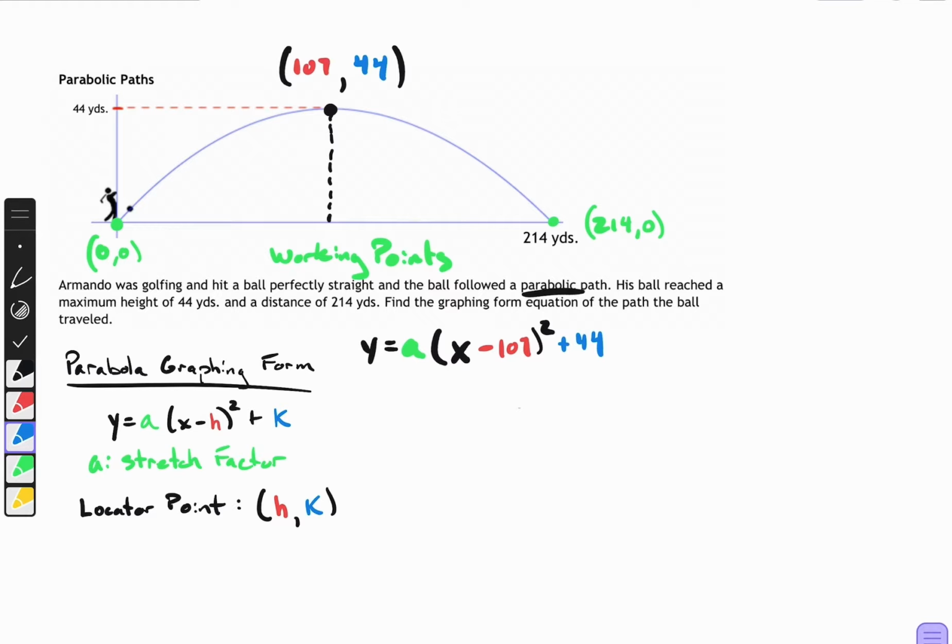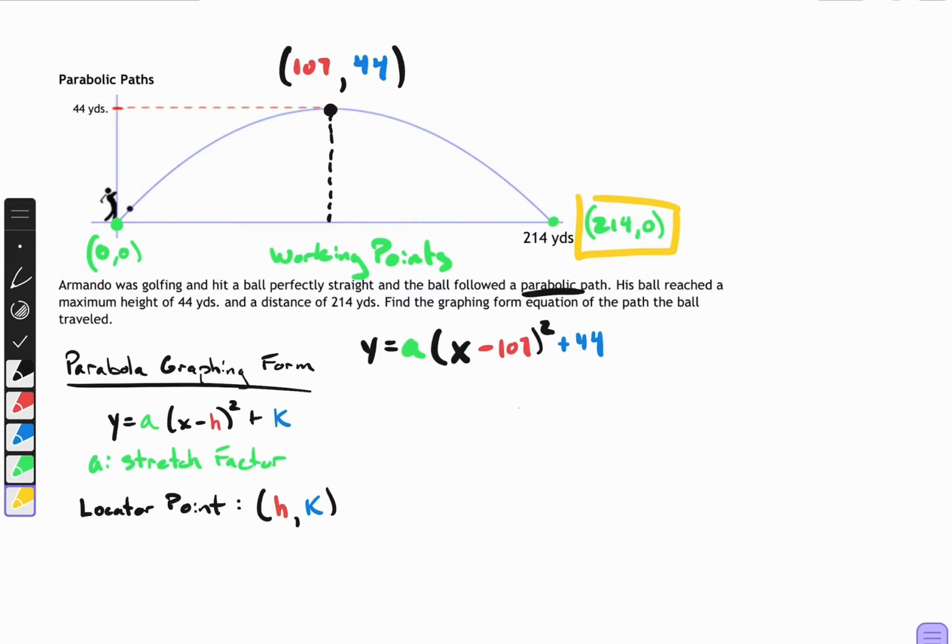The best, most consistent way to find an A value is by plugging in one of those working points. We happen to have two of them here on the left and the right side. In the world of mathematics, you don't necessarily need to have two of them. It could be anywhere on this parabola. It doesn't have to be on the left and the right side. Any other coordinate point on this parabola can be used as a working point. Pick one of them. It doesn't matter.